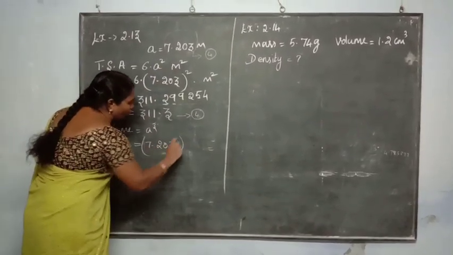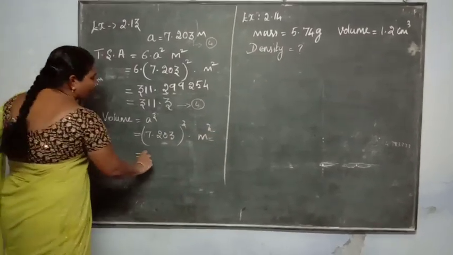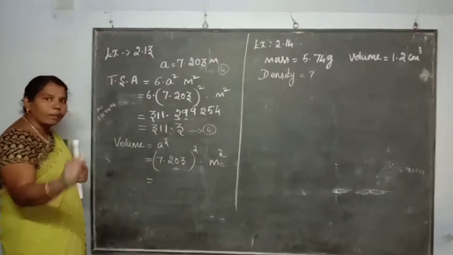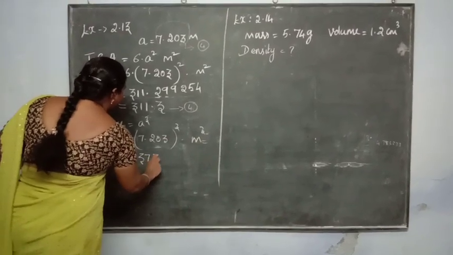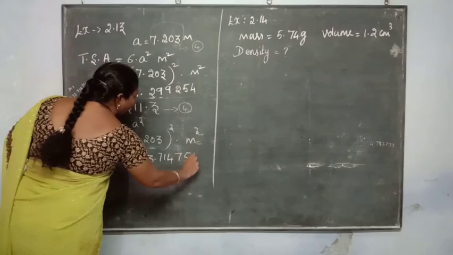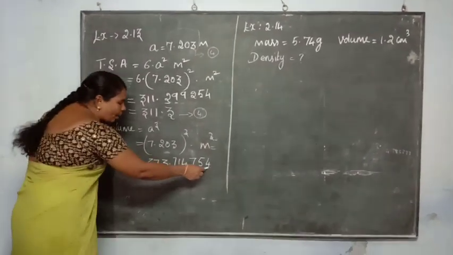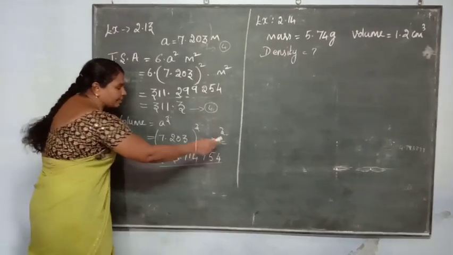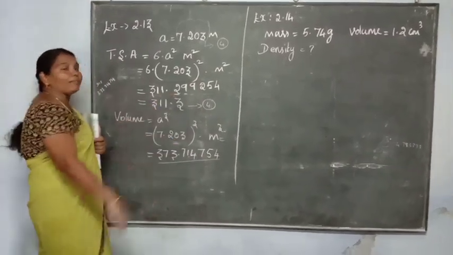7.203 the whole cube into meter cube. What is the unit? Meter cube. So when you are multiplying 7.203 into 7.203 into 7.203, the final answer you get is 373.714754. See here, this is the final answer you get. So see here, how many numbers are there? 1, 2, 3, 4, 5, 6. So these are so many decimals, so many digits followed after the decimal.